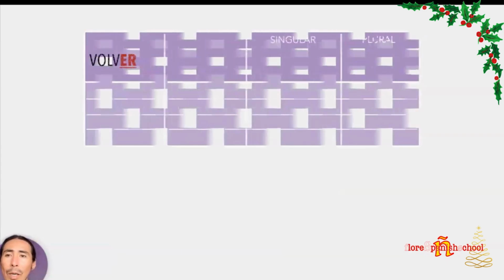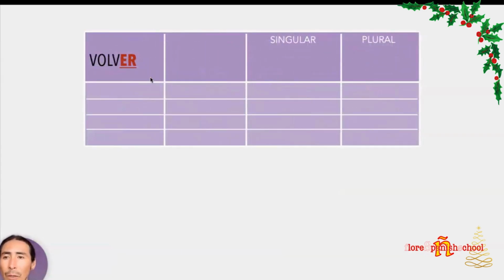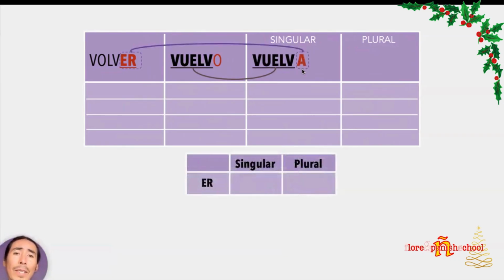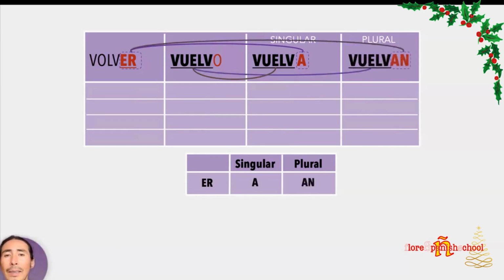Now what about when the verb ends with er, like volver? Let's do the conjugation in yo in the present tense. Yo vuelvo. So let's take the stem of the verb, and the er now becomes a. This is in singular. In plural, it's going to be vuelvan. So it's like the ar becomes e and the er becomes a. Look at this example. Vuelva pronto. Come back soon.